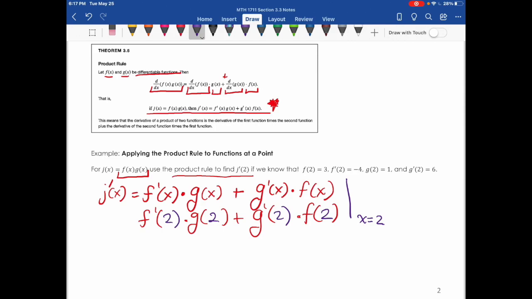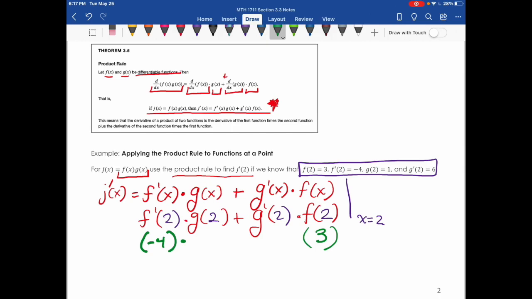If you haven't already noticed, I'm a very visual person and I like using colors. Hopefully that helps. Now, all of this information was given to us in the problem. We don't know what the functions actually are. Like, I don't know if f of x is x squared or g of x is x cubed. But if we're given the right information, we don't need to know that. So here's all the information that's given to us. I know that f of 2 is 3. So I'm going to plug that in here. F of 2 is 3.